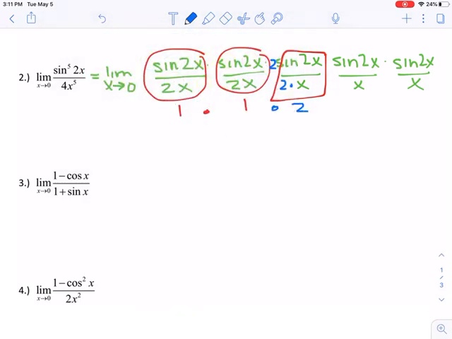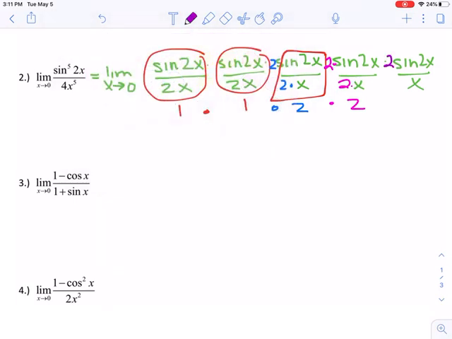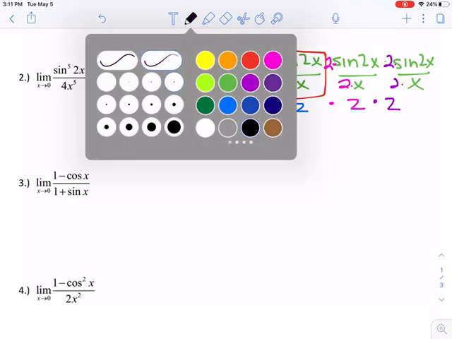I can do the same thing for the fourth fraction. I can multiply top and bottom by 2 over 2, and so that's going to leave me with a 2 times 1 is 2. And then I can do the same thing for the fifth fraction. I can multiply top and bottom by 2 over 2. So my sine of 2x over 2x is 1 times 2 is 2. And so I'm left with 2 times 2 times 2 is 8.